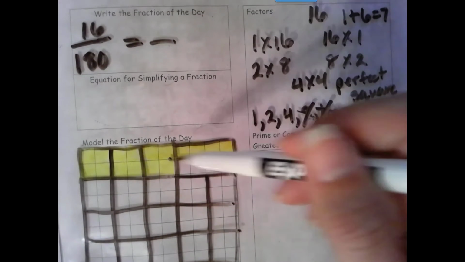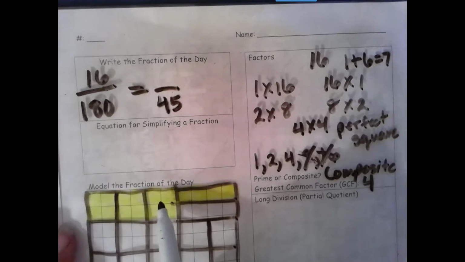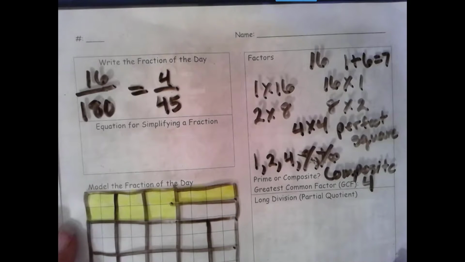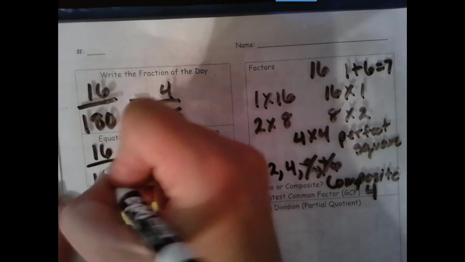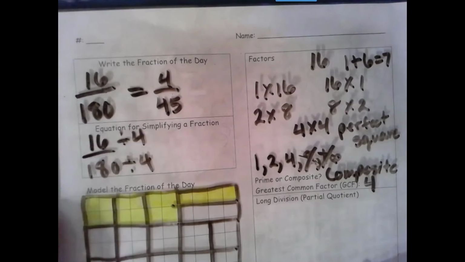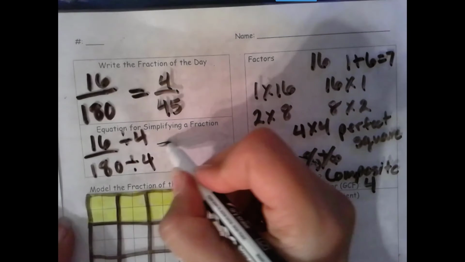Okay, let's count up our total amount of groups of 4. I have 1, 2, 3, 4, 5 in each row. So 5, 10, 15, 20, 25, 30, 35, 40, 41, 42, 43, 44, 45. 45 total groups. And I have 1, 2, 3, 4 of those groups shaded in. Now that I've done the division with my model, I'm going to do it with my algorithm. I divide both of them by 4, my greatest common factor. Because I put the shaded area into 4, I put the whole thing into 4. I'm always dividing by the same number.